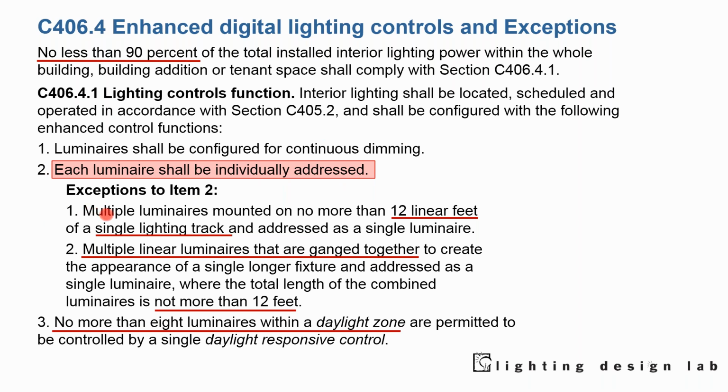Exceptions would be multiple luminaires mounted on no more than 12 linear feet of track, so they don't have to be controlled individually, or multiple linear luminaires that are ganged together to create the appearance of one fixture, not more than 12 feet. So if you have a 12-foot fixture that's 3 4-foot sections, they don't all have to be individually controlled. Just as one unit. And then no more than 8 luminaires within a daylight zone are permitted to be controlled by a single daylighting control.